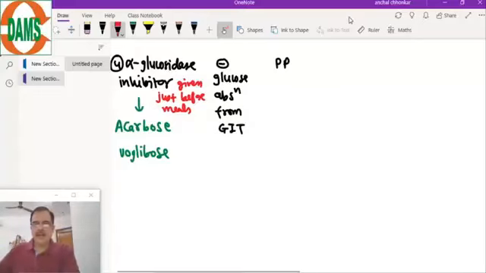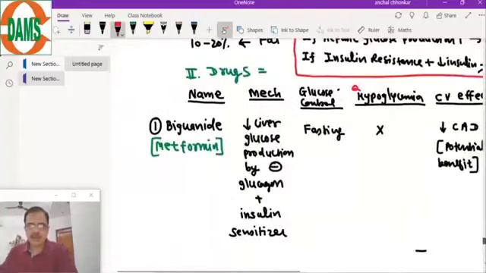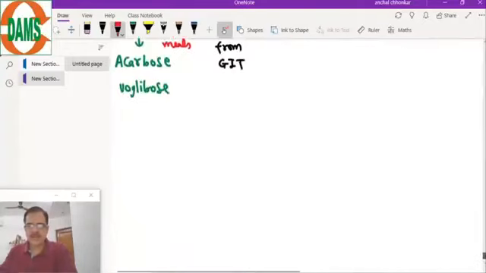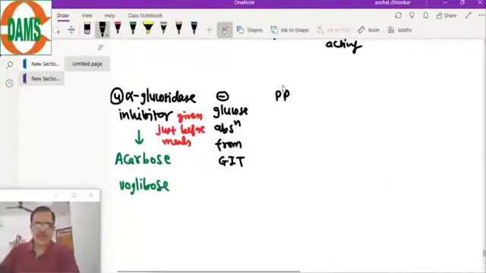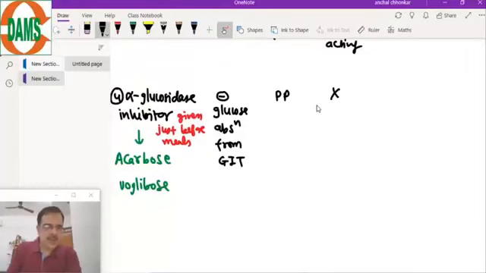Now the hypoglycemia effect. The next column is glucose control, hypoglycemia. They do not cause hypoglycemia, not implicated for hypoglycemia. Cardiovascular benefit, renal benefits: they are neutral.